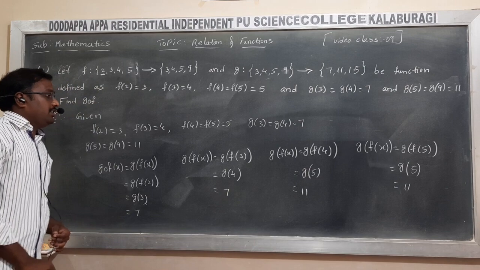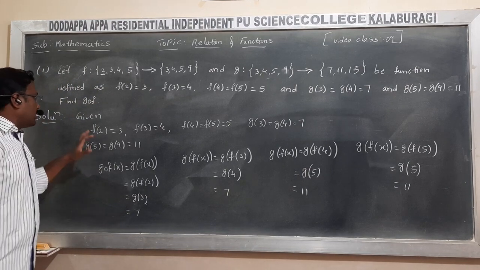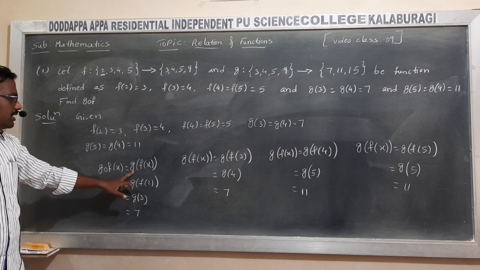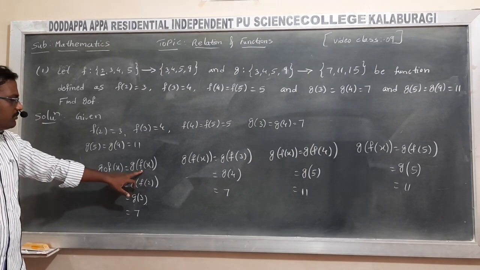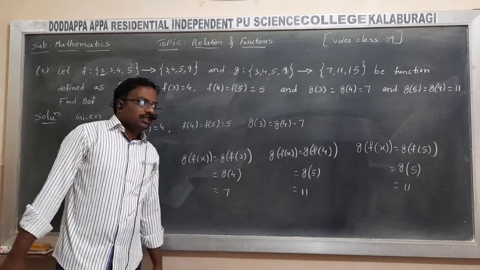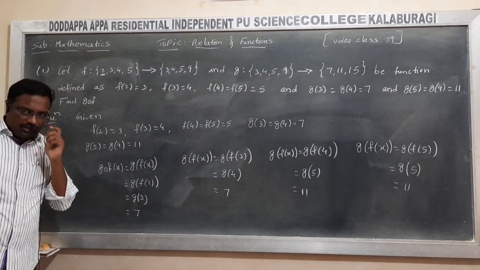Okay, is it clear? So similarly, if they ask f naught g, at that time f naught g means f of g of x. At that time the g values should be taken, so you can take 3, 4, 5, 9. Understood?